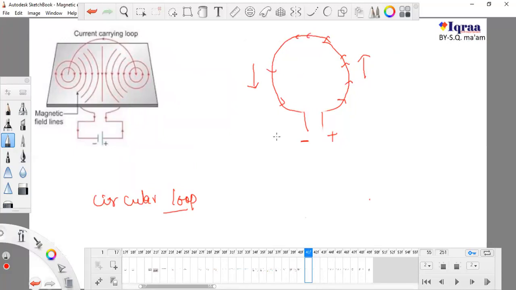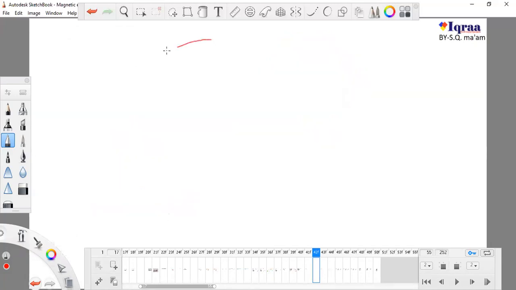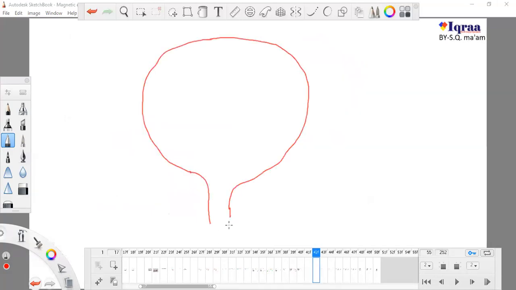Now if I use the same thing, I use a cardboard. This is my circle. I will make a huge circle. This is my positive terminal and this is negative. This is the direction of current. Definitely current will go from positive to negative. I am using a battery here. So this is the direction of current, definitely. Here current is flowing like this, and here current is flowing like this.